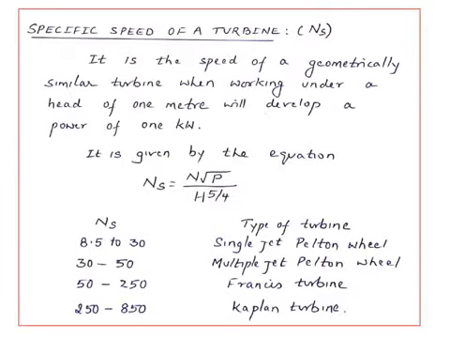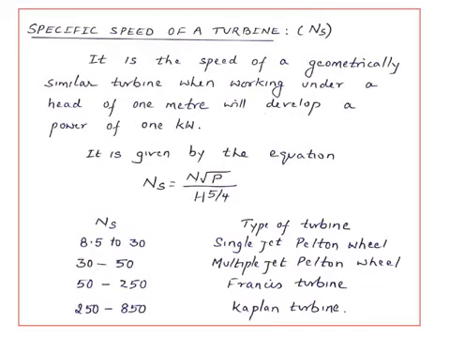Coming to the last part of the turbines, which is known as the specific speed. I've already told you that specific speed is the speed of a geometrically similar turbine which, when working under a head of 1 meter, will develop 1 kilowatt power. So it is given by the equation N root P divided by H to the power of 5 by 4. So what is the use of specific speed?